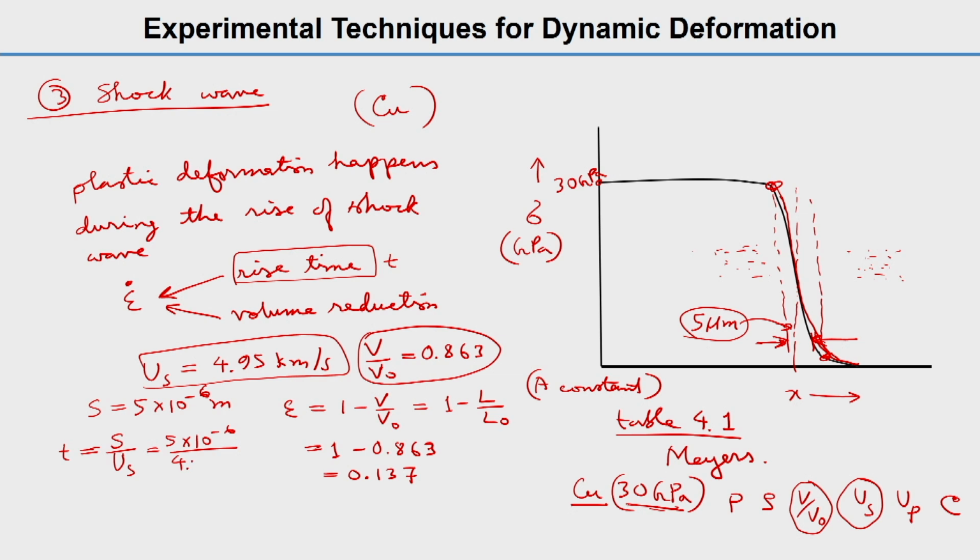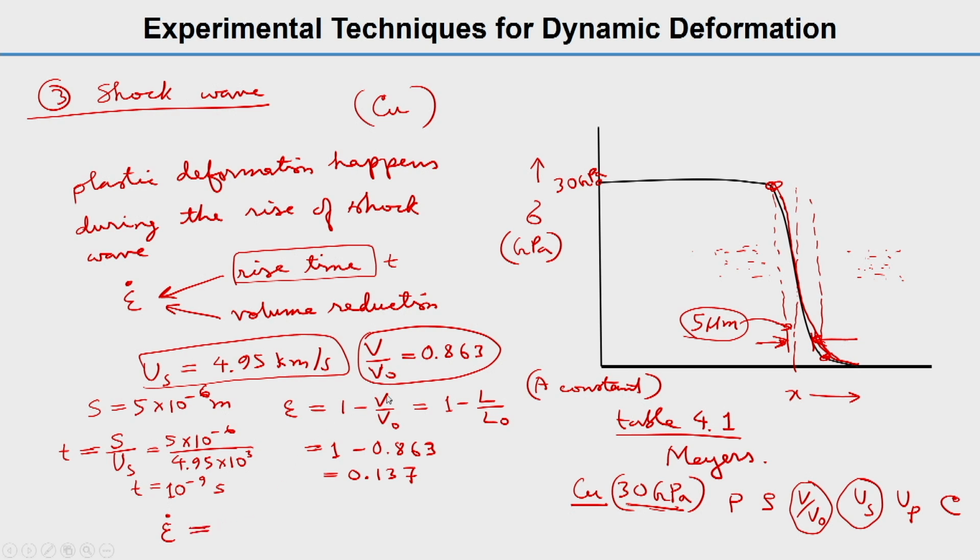The shock wave velocity is 4.95 times 10 cube meter per second. So that gives us 10 to the power minus 9 second. That is a very small value. So t equals 1 nanosecond, and then we can now calculate the final strain rate.